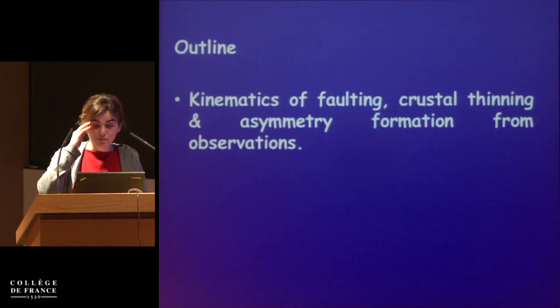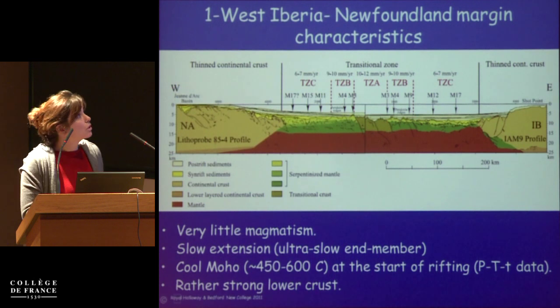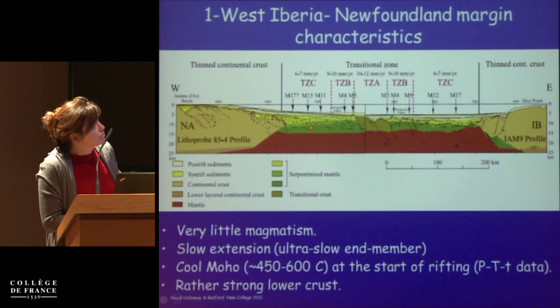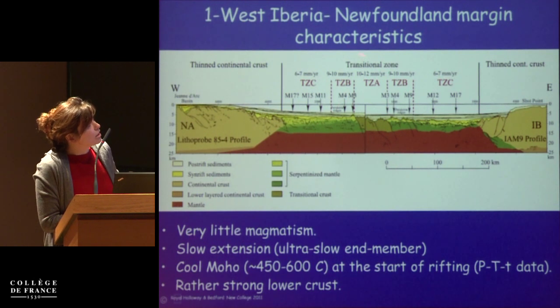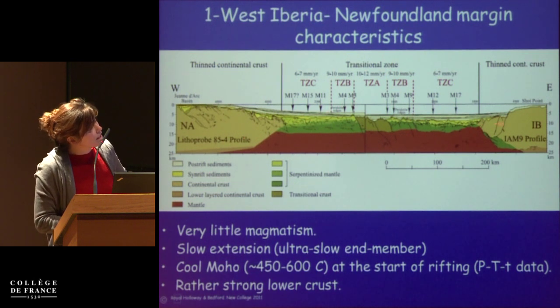So I will first start with the observations, and I will mainly focus on the West Iberia Newfoundland margins. These are one of the best studied magma-poor margins, because there have been many IODP drillings here and many seismic surveys. This is a typical cross-section at the margin. This is Iberia, Newfoundland, this is continental crust, and here we have the transitional zone.